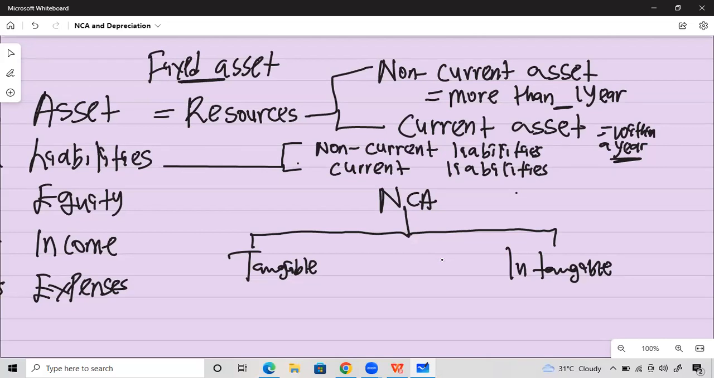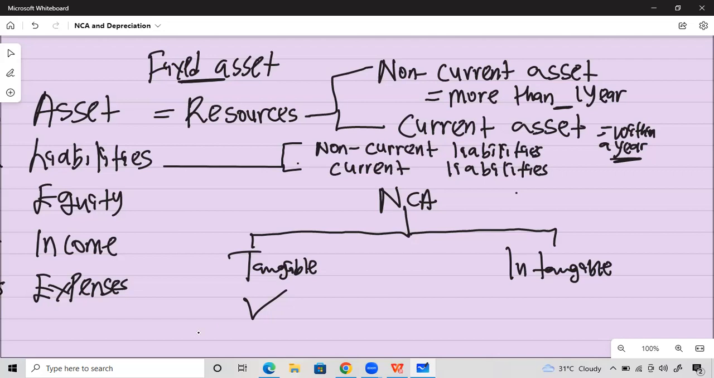These are the further classifications of non-current assets. But what we are dealing with here is this. We are not dealing with intangible for now. As you are moving on in this professional exam, you are going to know this as well. For now, we are only talking about tangible non-current assets.